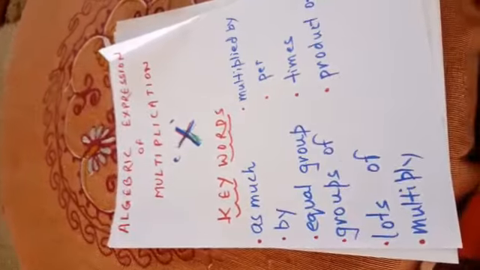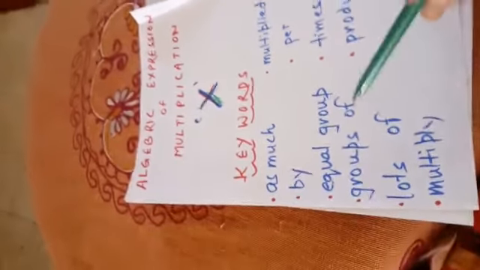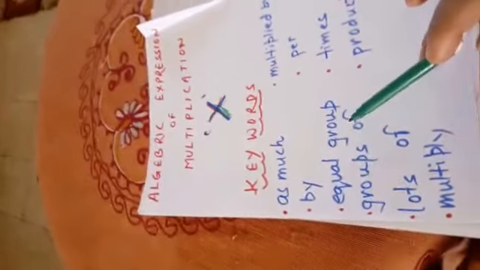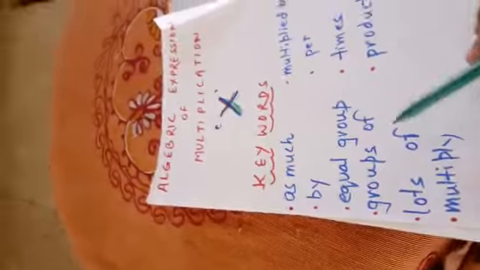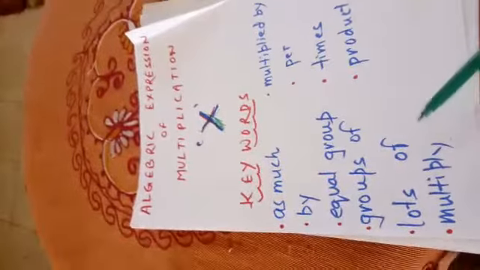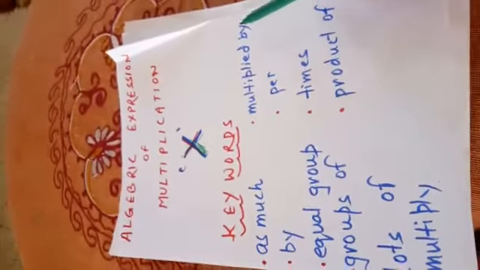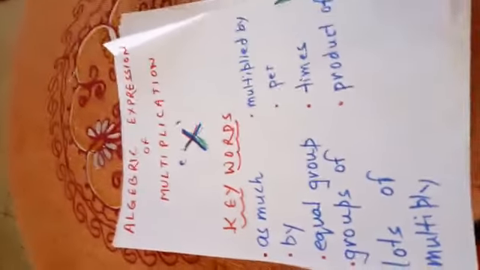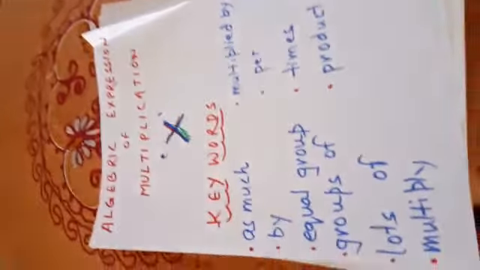What are the keywords of multiplication? As much, by, equal groups, groups of, lots of, multiply, multiplied by, per, times, product of. So these are the keywords of multiplication.